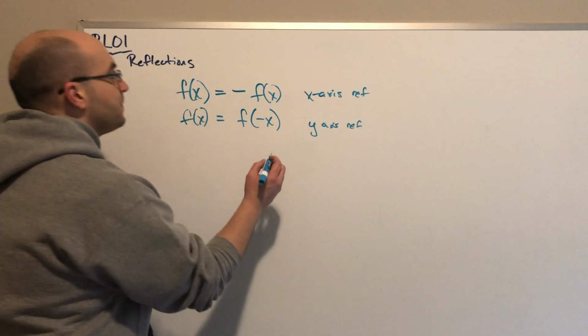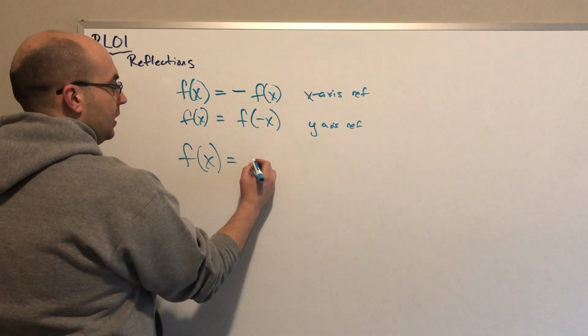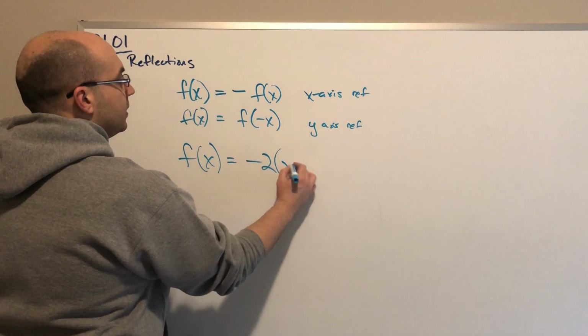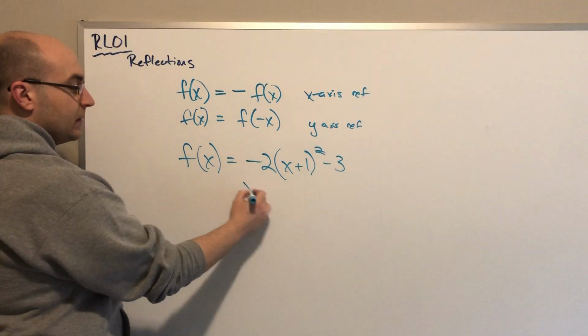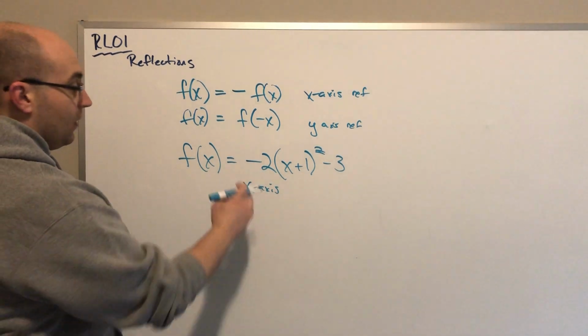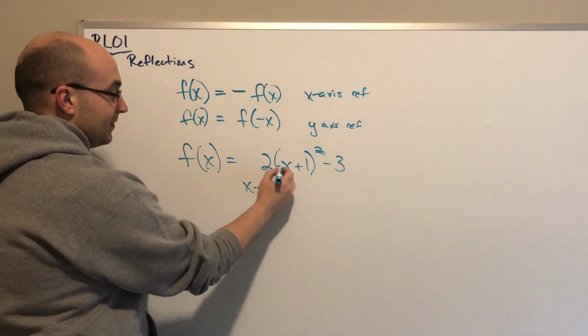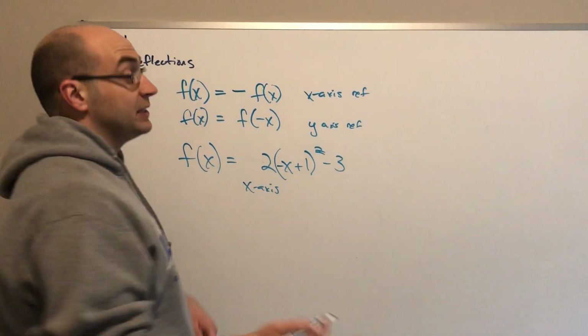Okay. So let's just go with f of x equals -2 times the quantity of x plus 1 squared minus 3. Okay. So this is clearly going to be an x-axis reflection, right? Because the negative's in the front. Now, again, like really super easy. If I put the negative on the x value, that's a y-axis reflection. So let's see really quickly what these things look like.